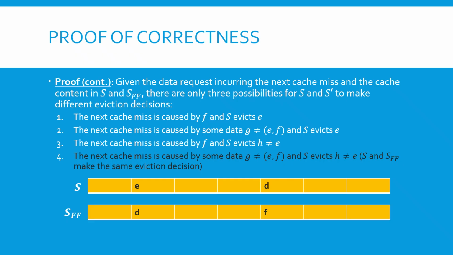In the fourth case, the decision of S does not involve E or F, which are the only items that differ between the cache states of S and SFF. Therefore, we can let S prime make the same eviction decision as S in this case, without causing more cache misses than S. We now focus on the first three cases, where S prime cannot be defined by simply copying from the decisions made by S.